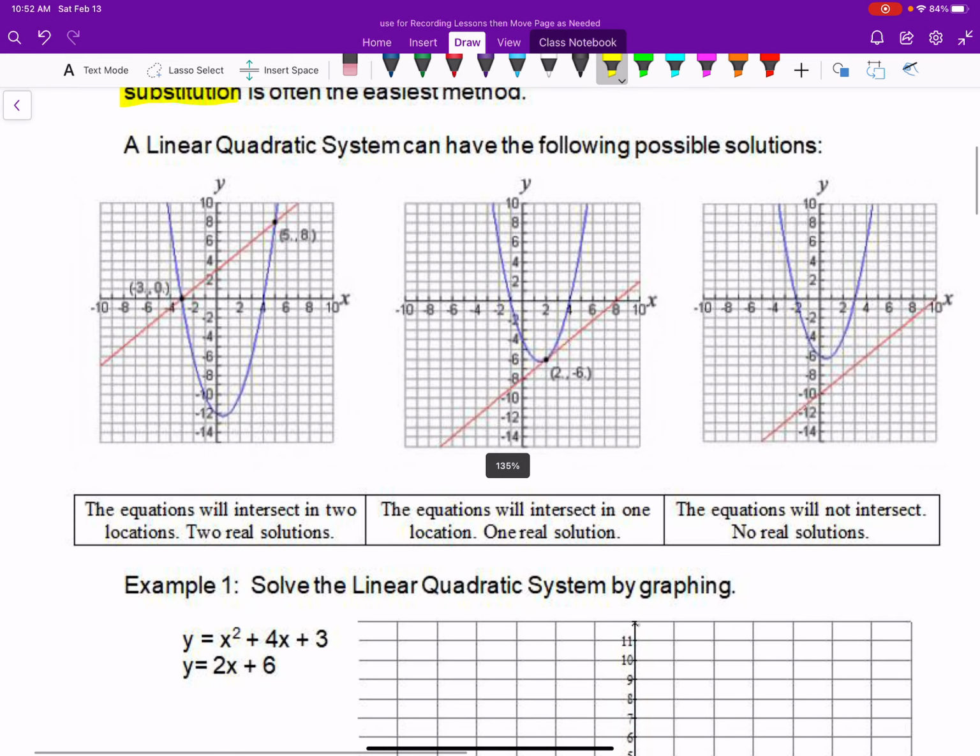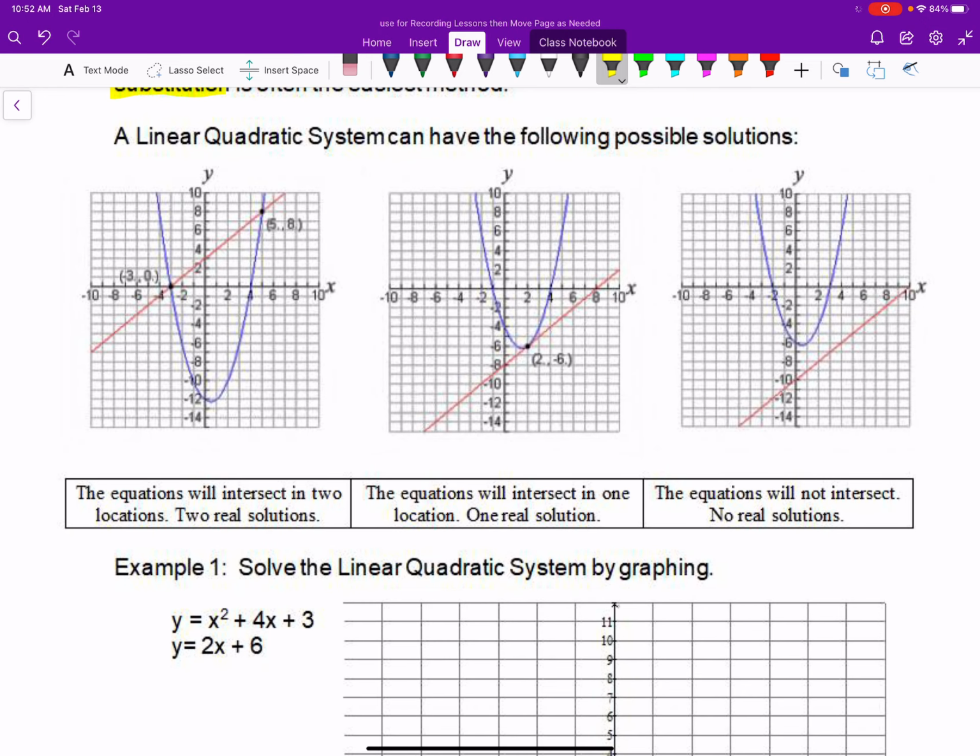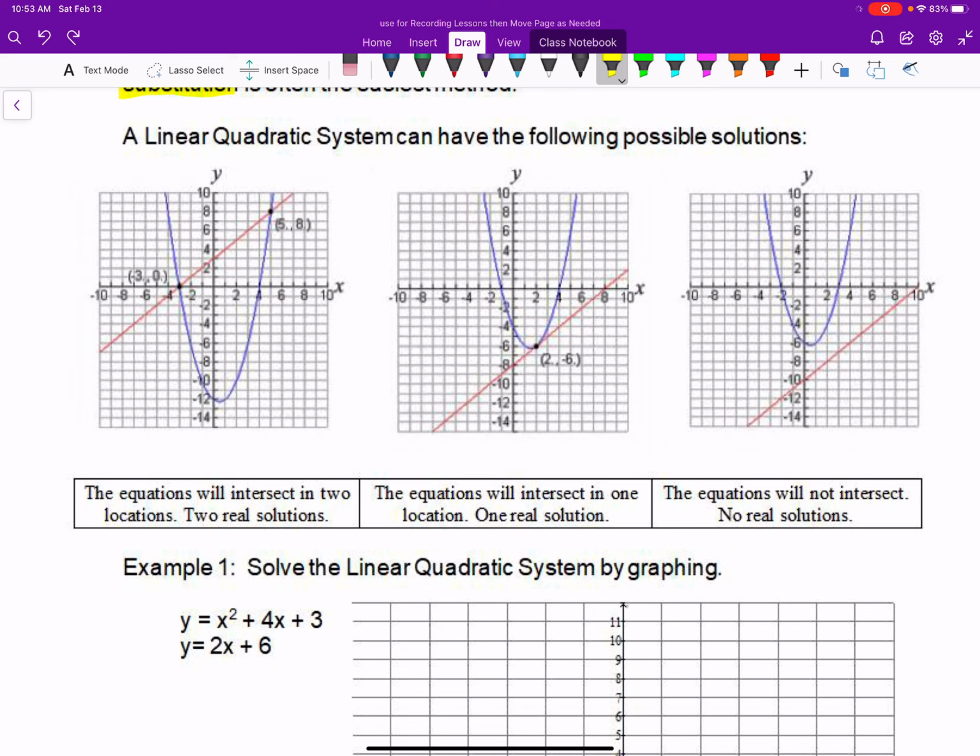As I mentioned a moment ago, there can be really three different possibilities as far as the number of solutions goes. If you have a parabola, like you can see here on the left, with a line that crosses through it in two different places, both of these points of intersection are on both the line and the quadratic, and therefore they're both solutions to this system. The one in the middle, where it only touches in one place, is going to have only one solution.